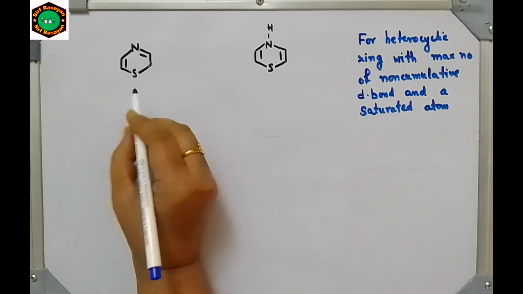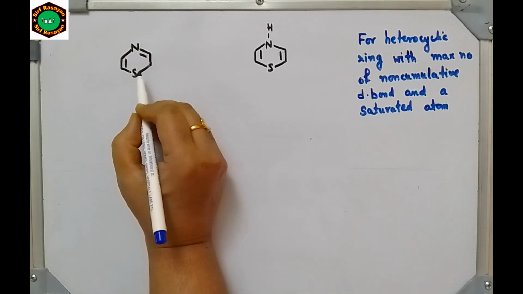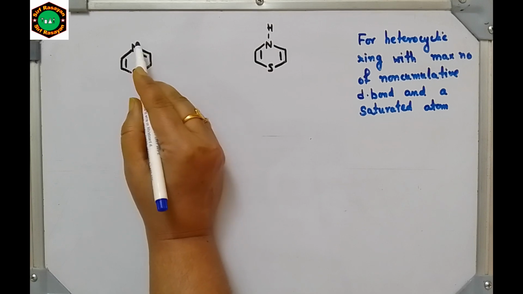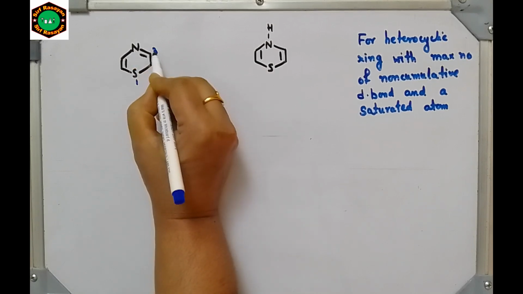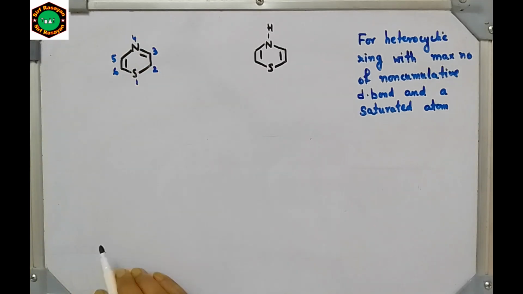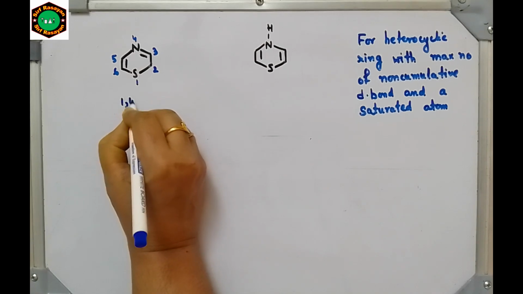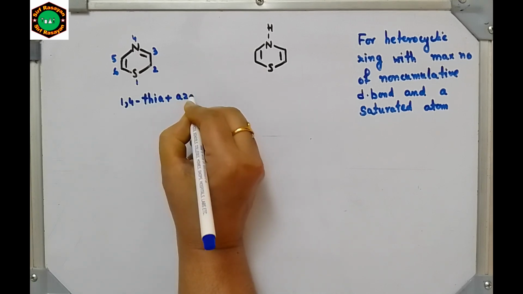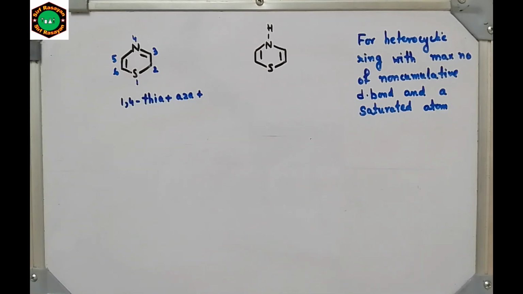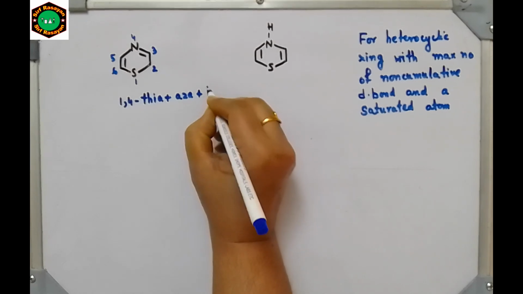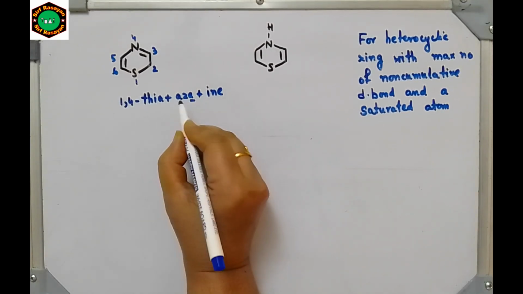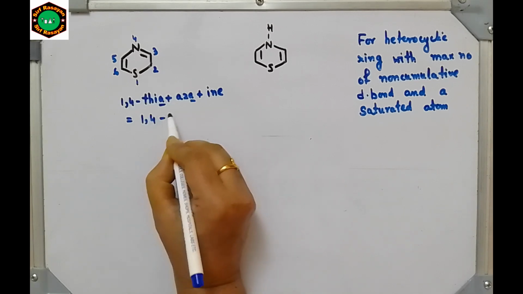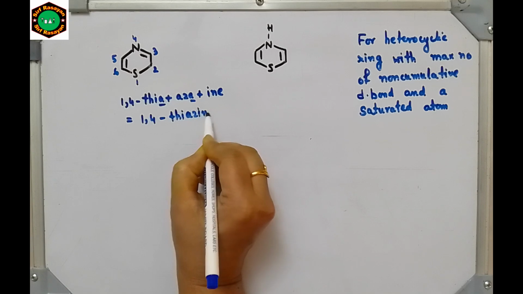So the skeleton, what is the name of this skeleton? Between sulfur and nitrogen, sulfur has higher priority according to Table A. So give numbering this way. Then the next heteroatom should get the lower number. So this is the numbering. So this is 1,4, hyphen, thia, plus aza, plus a 6-membered ring with unsaturation. You see, it is ine. So this is a vowel, so that A we have to drop. So the skeleton is coming 1,4-thiazine.